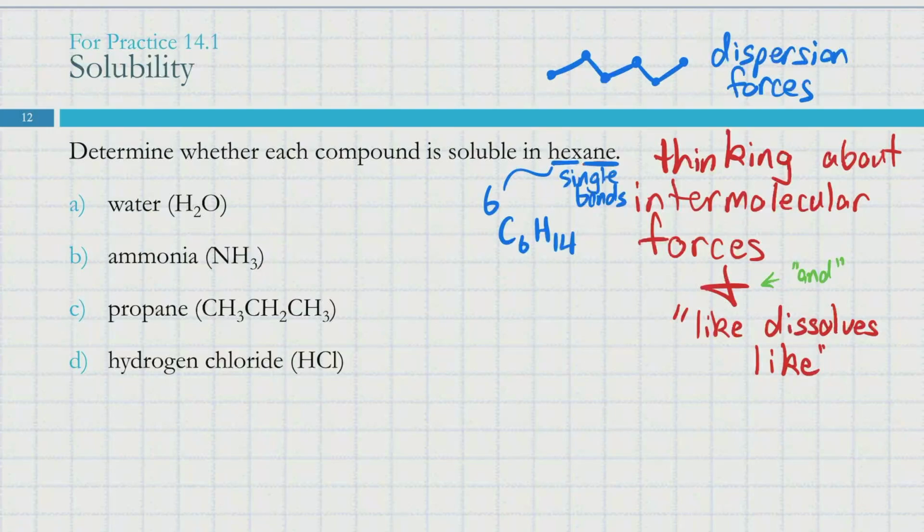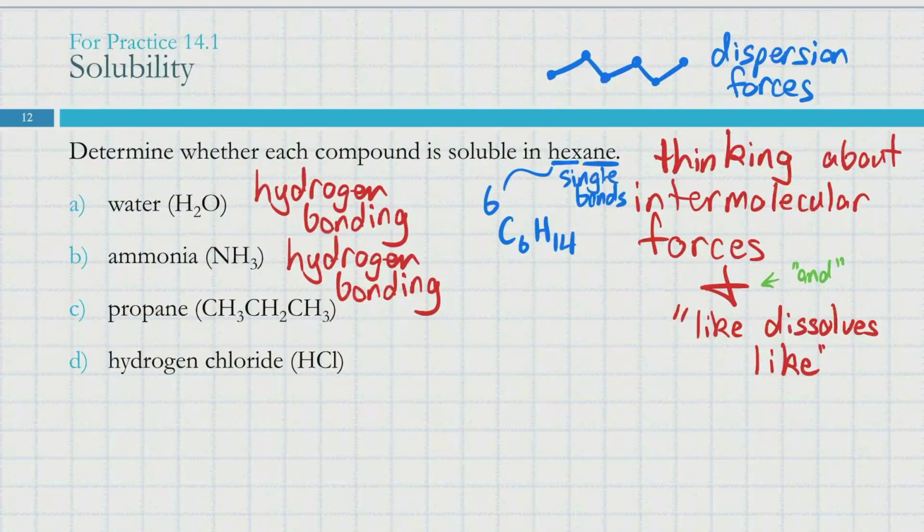Then we have to think about each of our options here. We've got water, ammonia, propane, and hydrogen chloride. The types of intermolecular forces that we have for each of these. Let's just talk about the strongest one. For water, we have hydrogen bonding. We've got our oxygen in the middle, the hydrogen's attached to it, meets our condition for hydrogen bonding. Ammonia also has hydrogen bonding. Fluorine, oxygen, or nitrogen bonded to hydrogen. This also has hydrogen bonding.